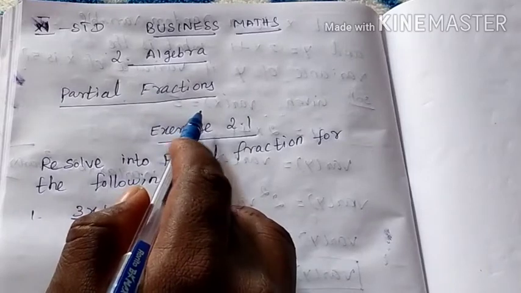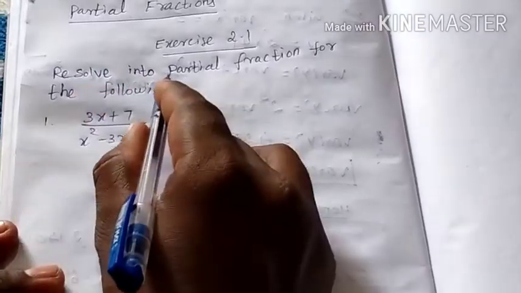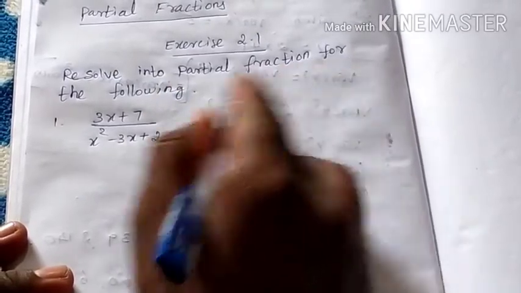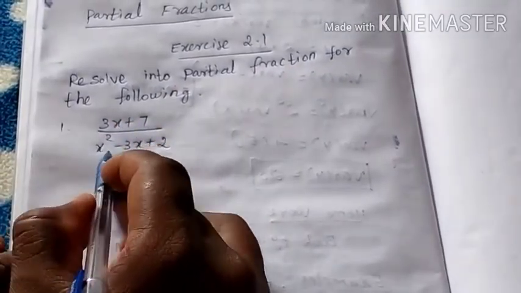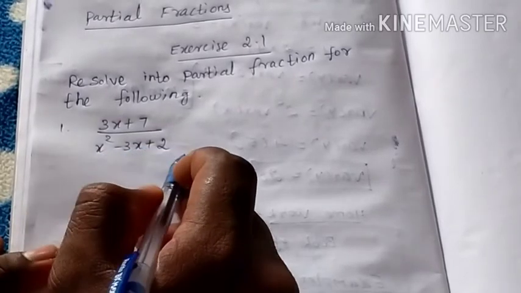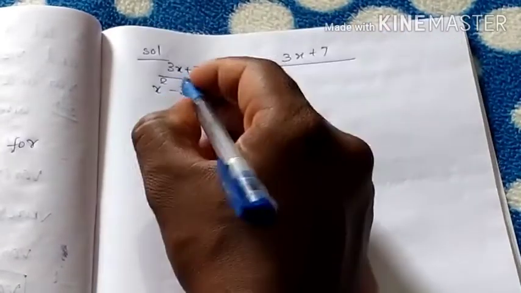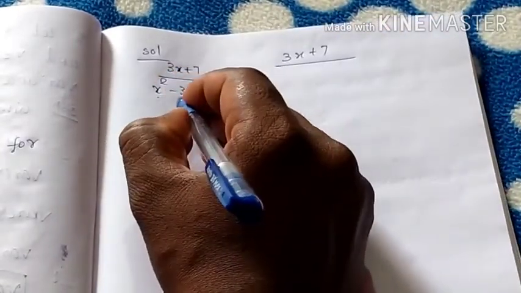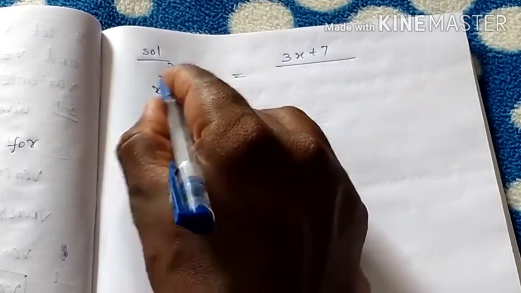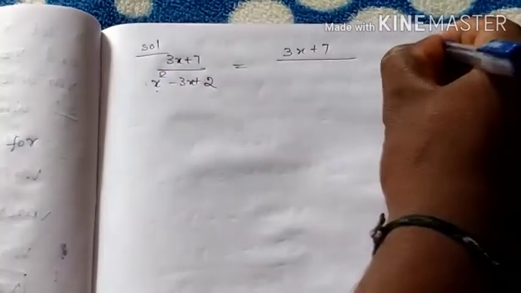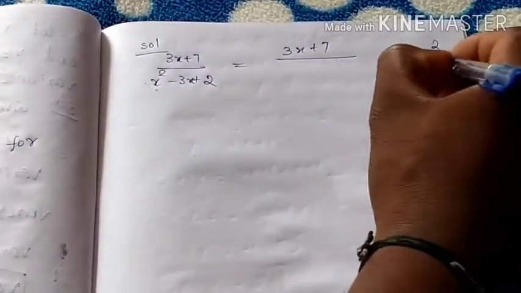Listen carefully. Exercise 2.1, resolve into partial fractions the following. The first question: 3x plus 7 divided by x squared minus 3x plus 2. Already known, the factorization. This is a quadratic equation. So multiplying the coefficient of x squared with the constant, 1 twos are 2, and also the middle term is minus 3 coefficient.